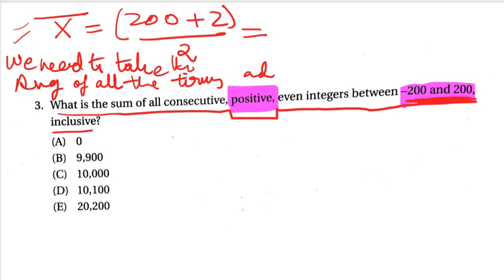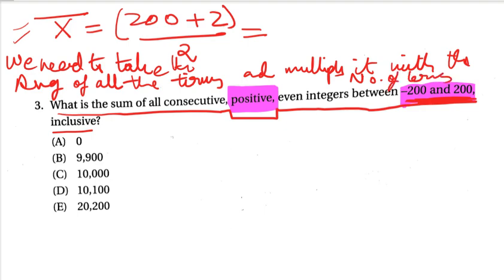Just hold on. Okay, and multiply it with the number of terms. So simply you can directly use this and find out the average. So what will be the average? 202 divided by 2, that is 101. That is the average in the first part.